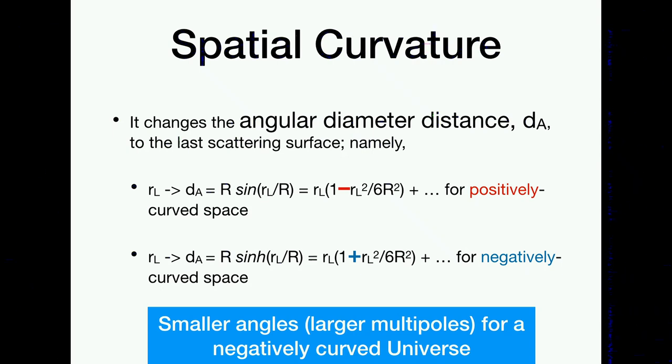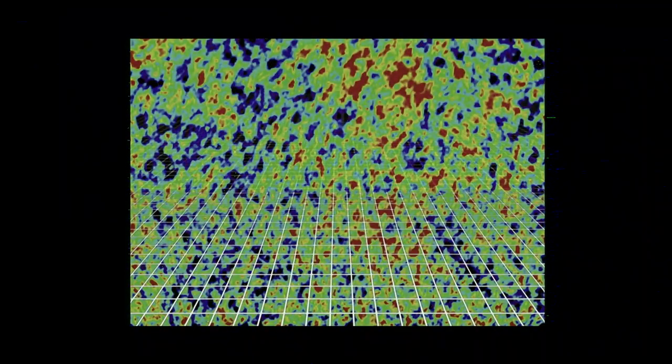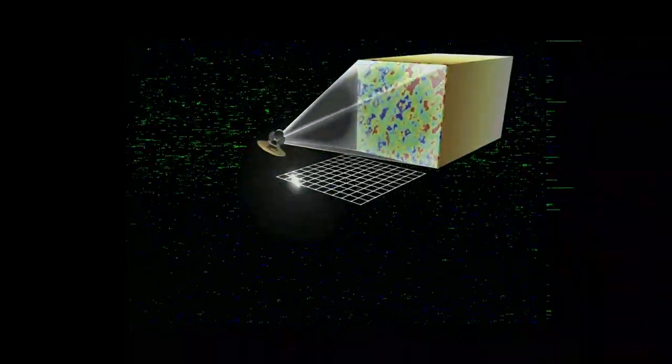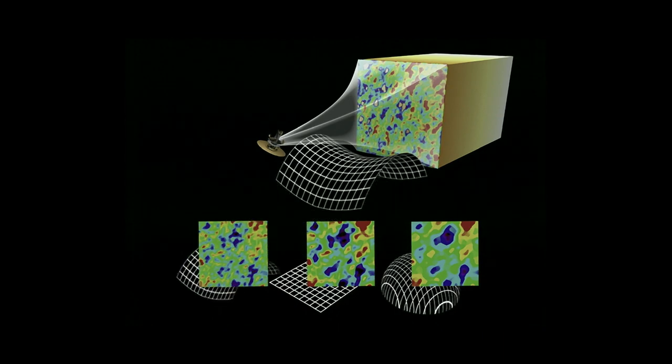For a positively curved universe, you can Taylor expand this complicated formula, and you discover that the angular diameter distance is smaller in a closed universe. Things look bigger in a closed universe. And in a negatively curved universe, the angular diameter distance is actually bigger, so things look smaller. Now this happens because the last scattering surface is so far away, so we are sensitive to small curvature. So that would be the flat universe case. But when the universe is positively curved, the spots look bigger. And if it's negatively curved, the spots look smaller.